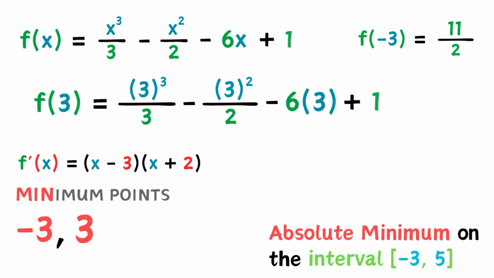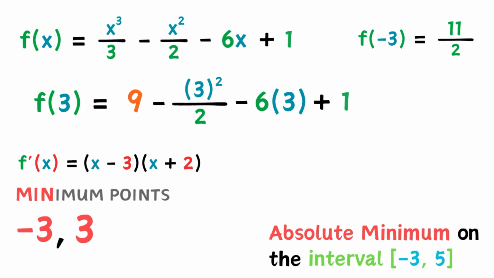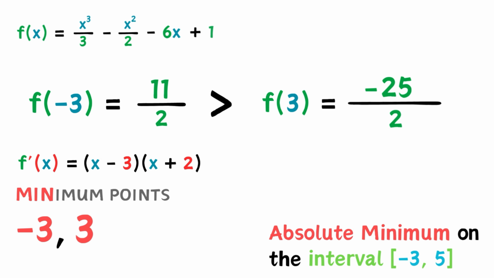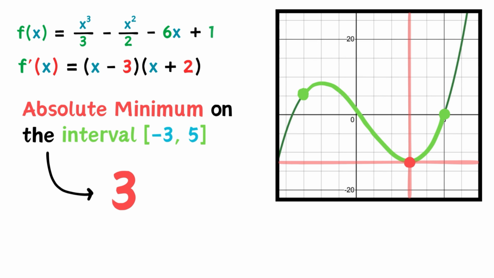Now for 3. 3 cubed over 3 is 27 over 3, which is 9. 3 squared is 9. -6 times 3 is -18. -18 plus 9 plus 1 is -8. And then getting the common denominator, we can multiply that by 2 over 2, which is -16 over 2, minus 9 over 2 is -25 over 2. So clearly, f(3) is smaller, so 3 is the absolute minimum on this function.